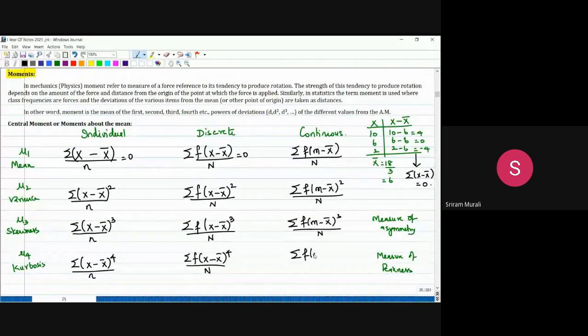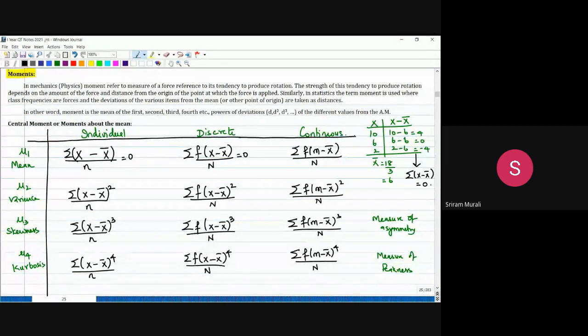This is said to be the first central moment. The second central moment always represents the variance. The third central moment always represents the skewness. Why is it central moment? Deviation is taken from the arithmetic mean. Deviation is taken from the arithmetic mean, that is why it is central, or moment about mean. So this is the first moment, second moment, third moment, first central moment.